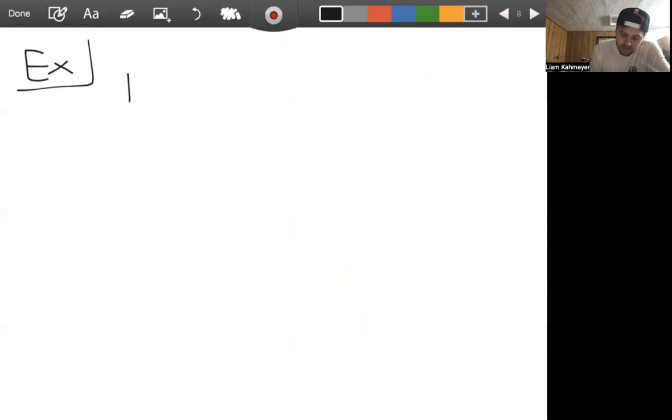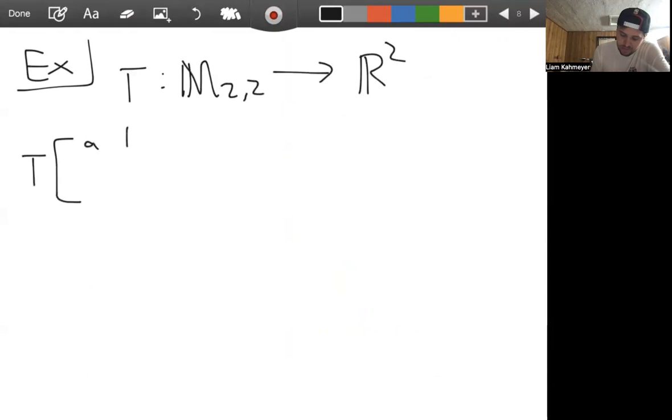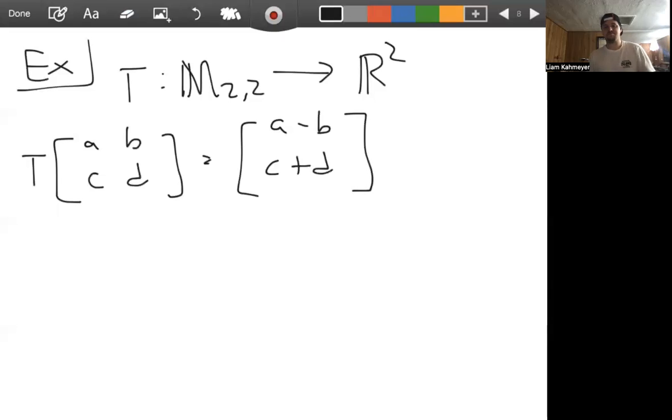Let's look at the transformation from M2,2, so the space of all 2 by 2 matrices, to R2, given by T of (A, B, C, D) is equal to (A minus B, C plus D), right? Say we want to find the kernel and image of this map. Well, let's do that, right?